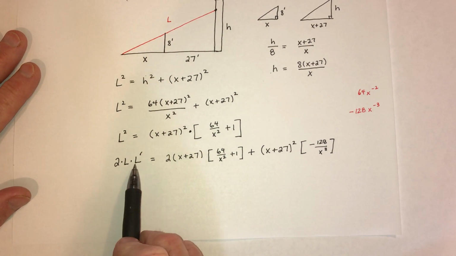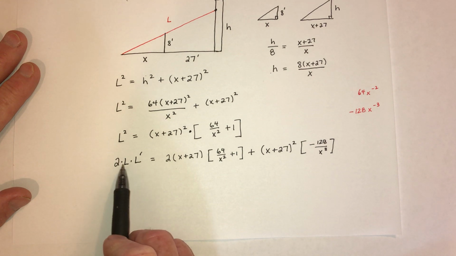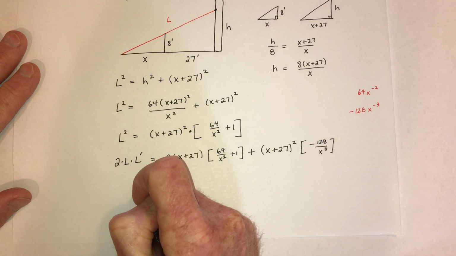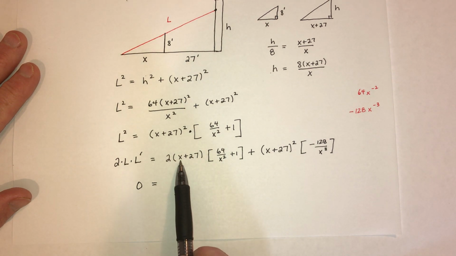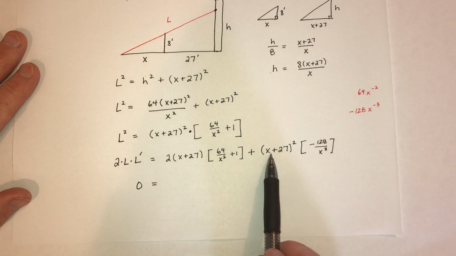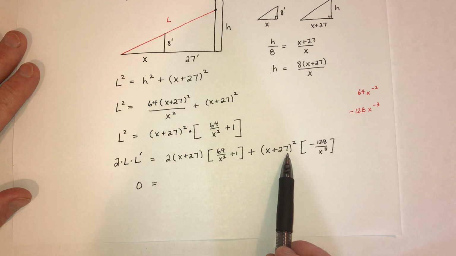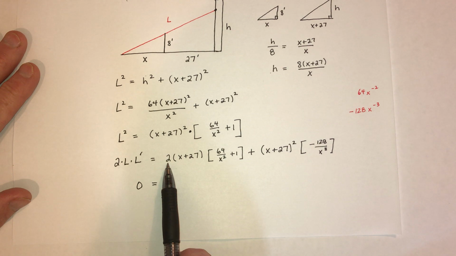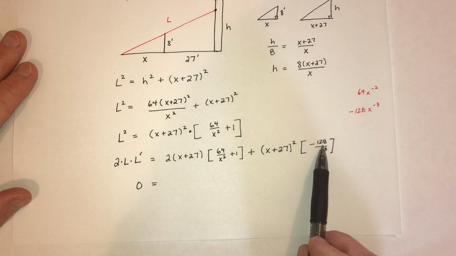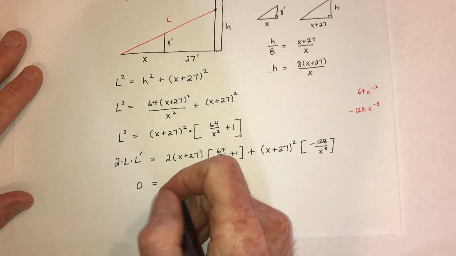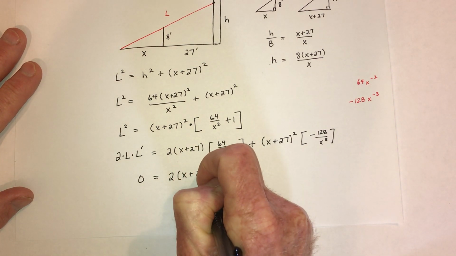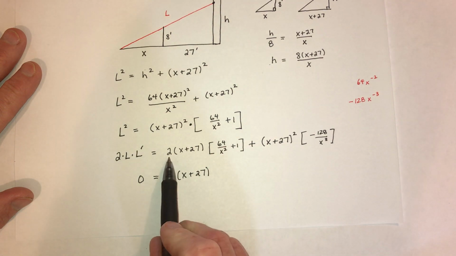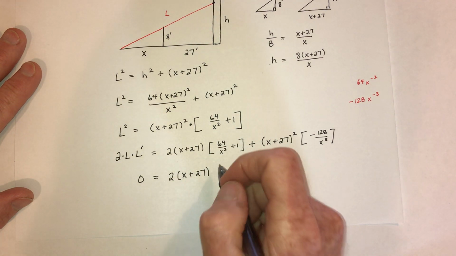Now, set the derivative equal to 0. So this L prime equals 0, which means it's going to be 2 times L times 0, so that's just 0. And then I can factor, because this has x plus 27 and this has x plus 27. Also, I could factor a 2 out, because I could factor a 2 out of this 128. So I'm going to factor out a 2 and an x plus 27, which means all of this is gone, so it just leaves this part.